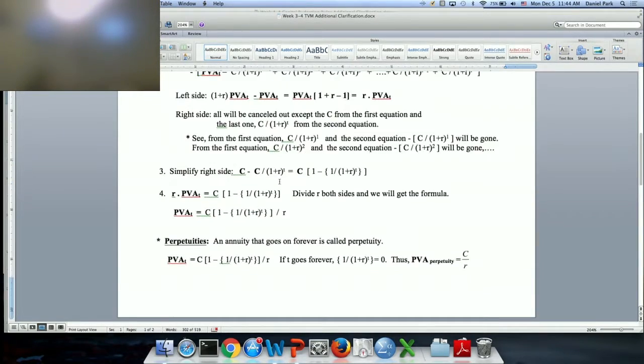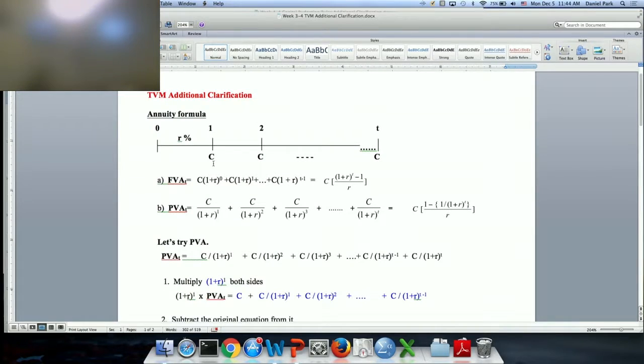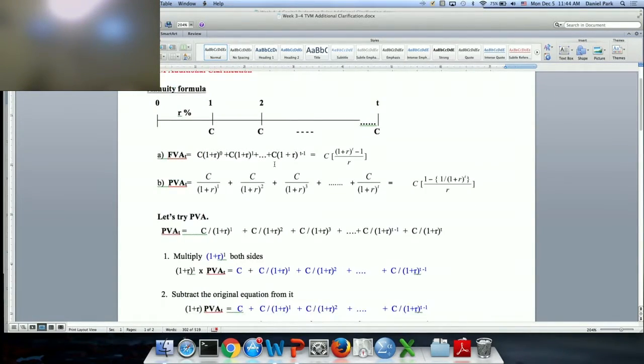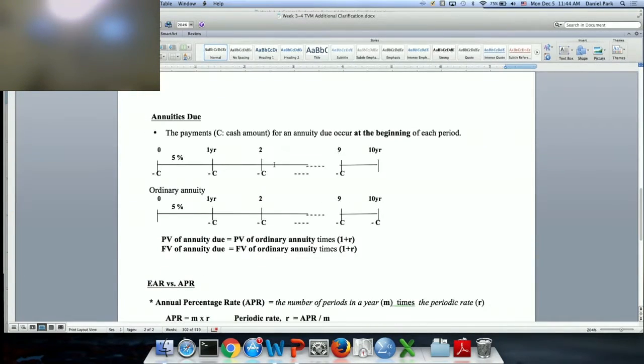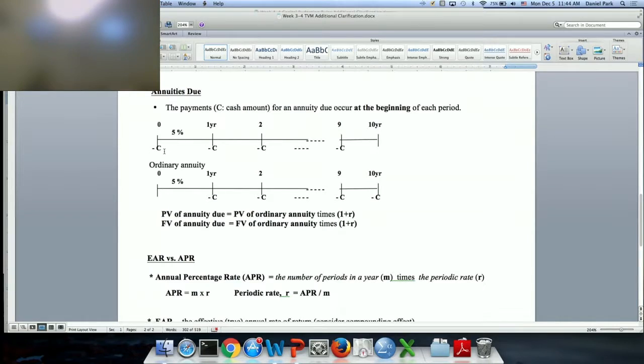Next one is annuity due. Okay, annuity due. The normal one is 1 period and we have the same amount C dollars. Second period and we have the same amount C, on and on. But annuity due means the cash flow happens at the beginning. Okay, if it's a payment, then payment happens at the beginning of this first period. This one at the beginning of the second period. If it's a 10-year period, then this is the beginning of the 10th year.